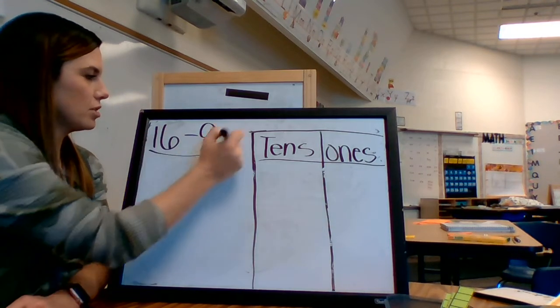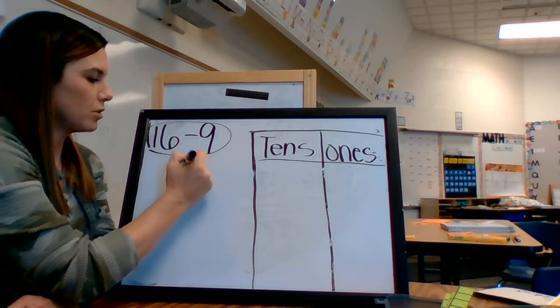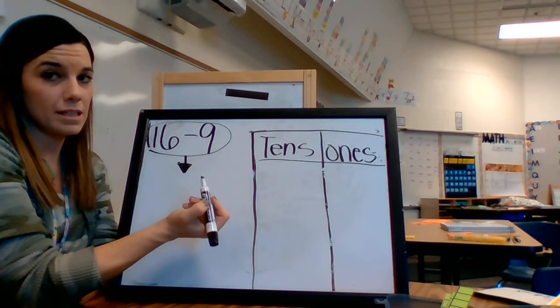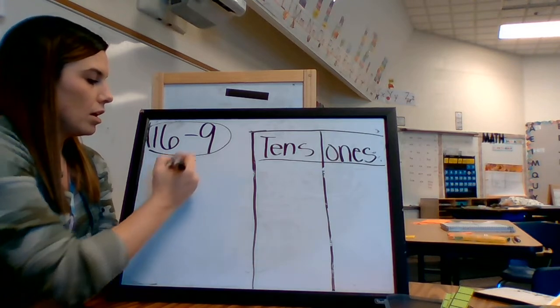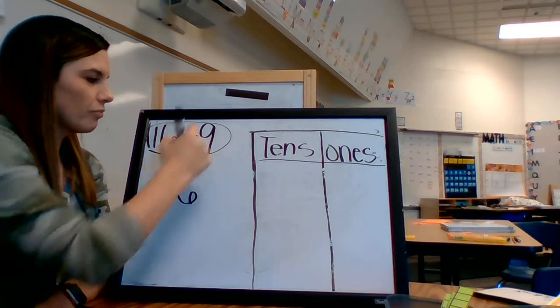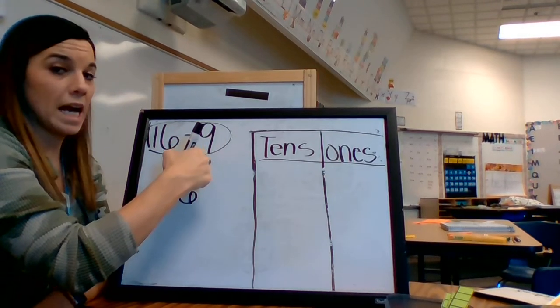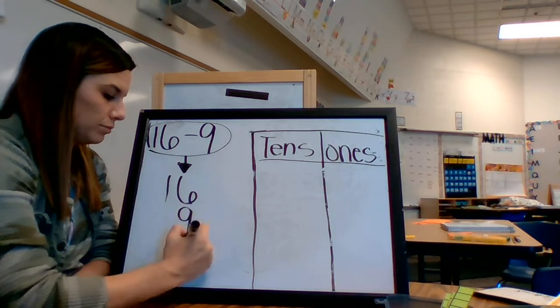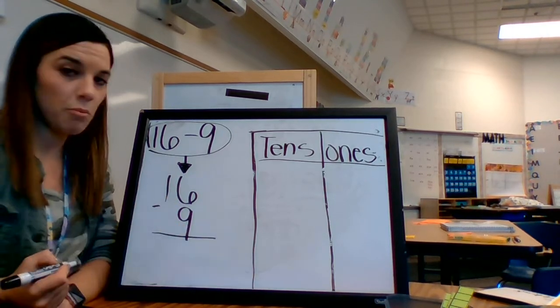is, I'm just going to show you, I'm circling this problem. I'm going to make a new problem. I'm going to make it vertical because that's the easiest way for me to see it. 16 is my biggest number, so it goes right on top. I'm going to bring my 9 down. These are 9 ones, so it needs to go in the 1s spot. So see how they're lined up?